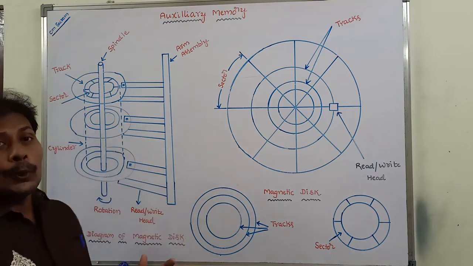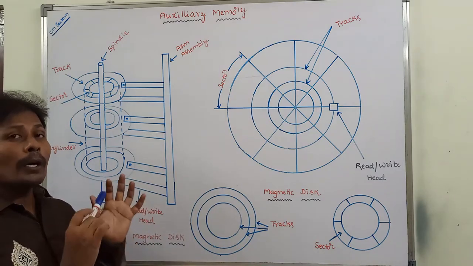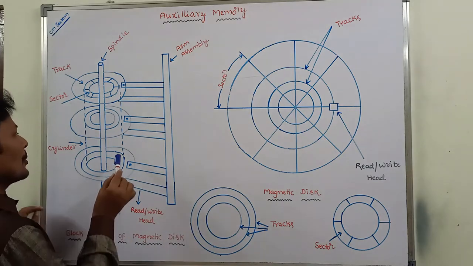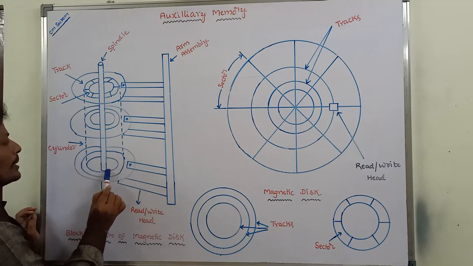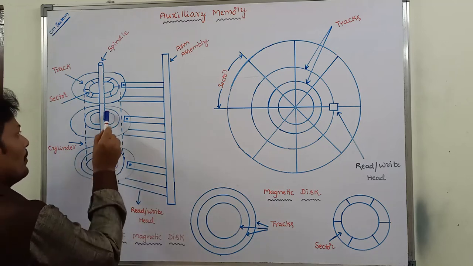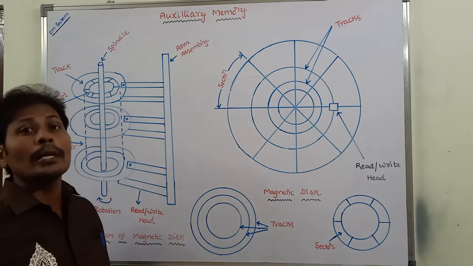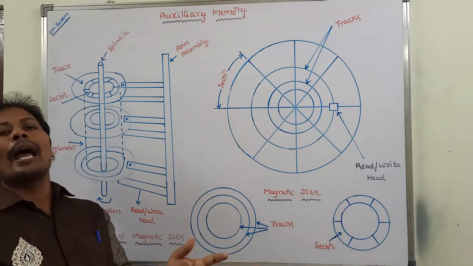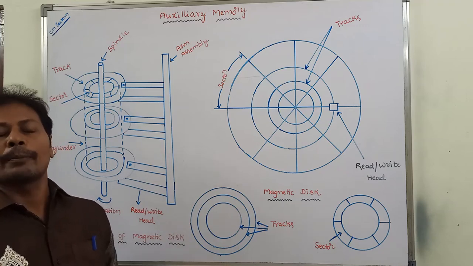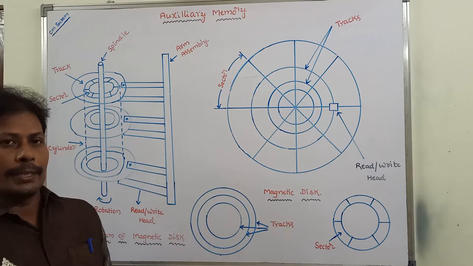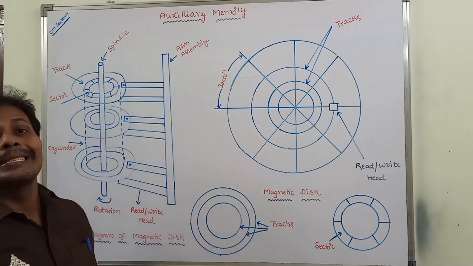Bits are stored on the magnetic surface in spots along the concentric circles. So this is one concentric circle, this is another concentric circle, this is another concentric circle. On the concentric circles, some magnetic spots are available. In those magnetic spots, we store the binary information in the form of bits. These concentric circles are called tracks.